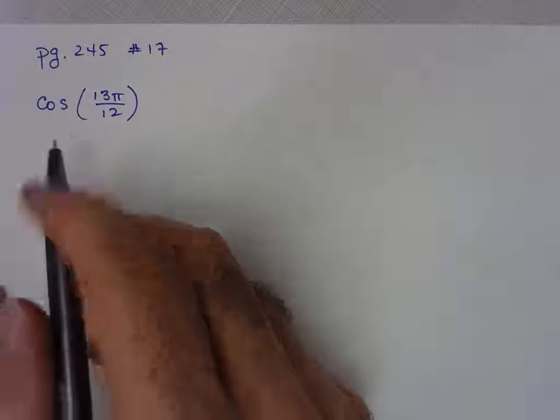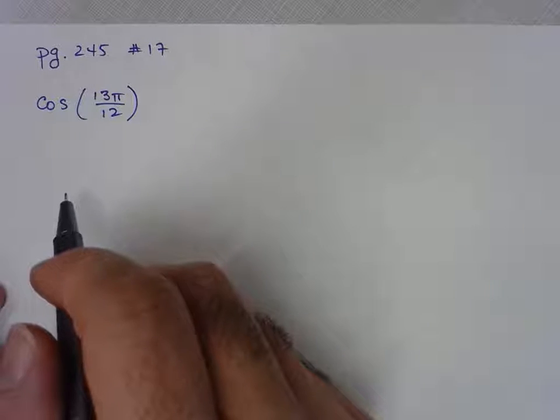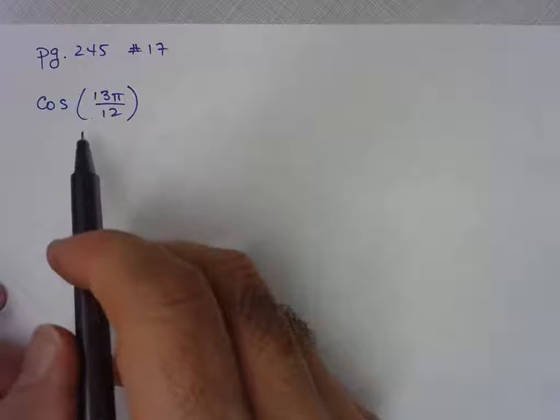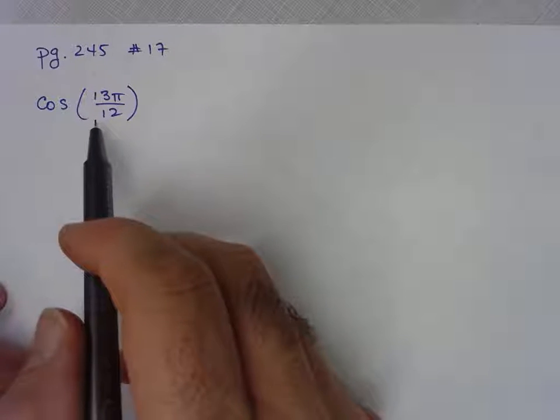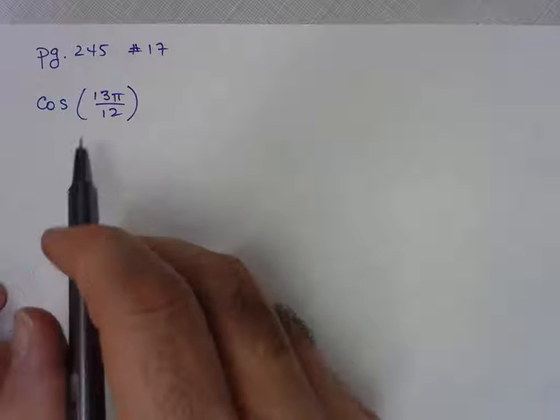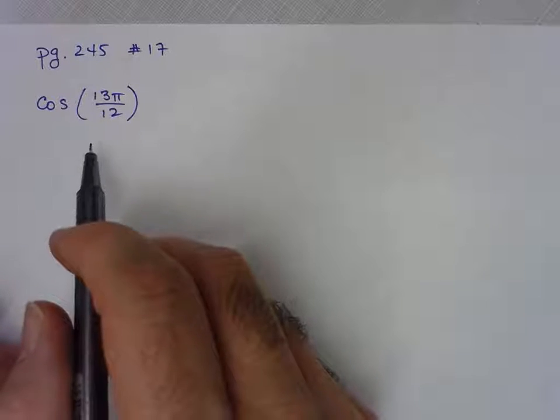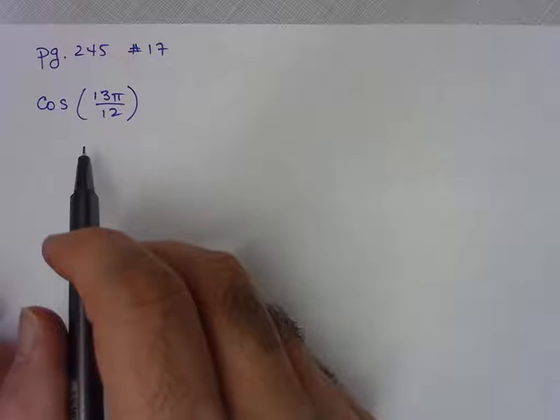Hi folks, we're going to take a look at number 17 from page 245 from the assignment. So they want us to find the exact value of cosine of 13 pi over 12. Okay, so I look at this angle here and I realize that it's not itself a special angle, but hopefully we can write it as a combination of special angles, in particular a sum or a difference of special angles. So we can use our compound angle formulas.